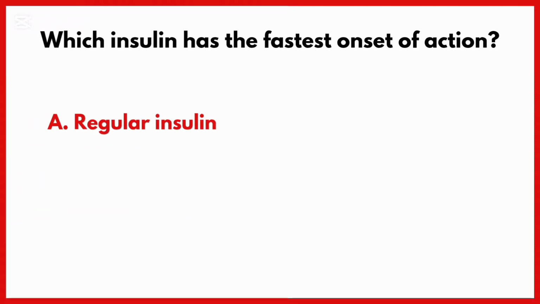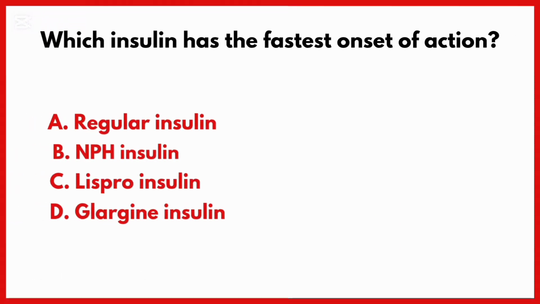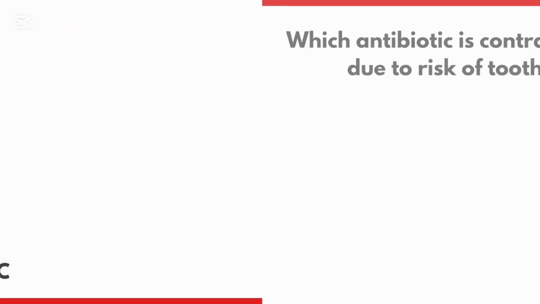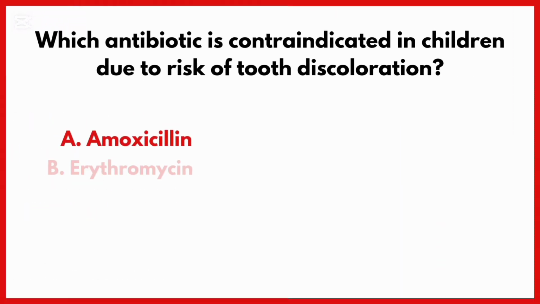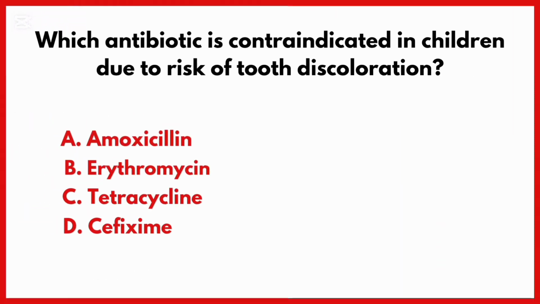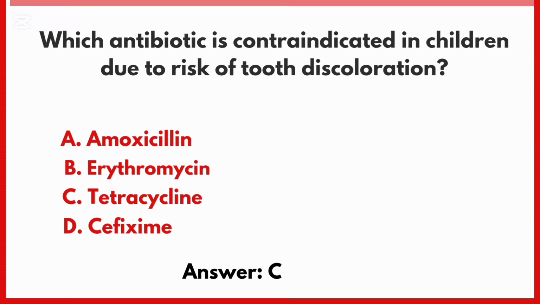Which insulin has the fastest onset of action? Correct answer is option C, lispro insulin. Which antibiotic is contraindicated in children due to risk of tooth discoloration? Correct answer is option C, tetracycline.